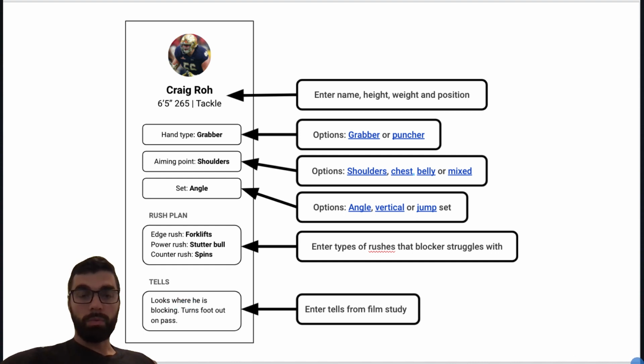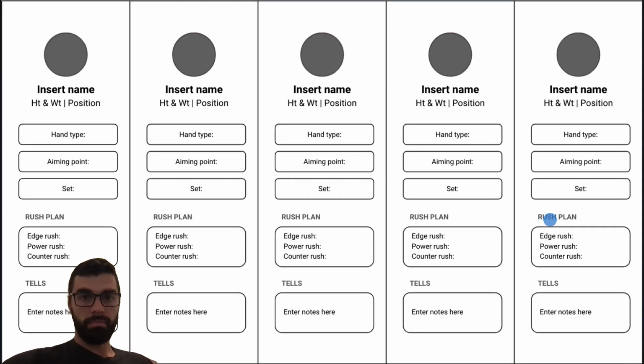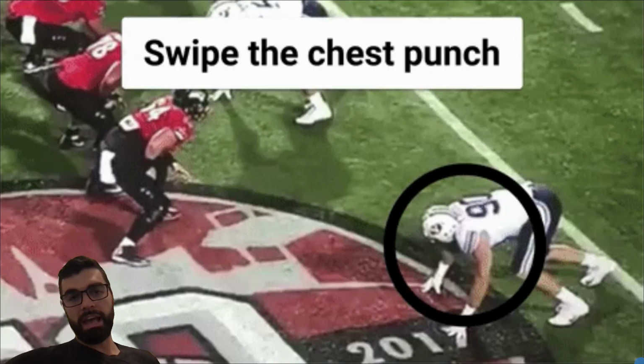But really, your rush plan should counteract what the blocker's type is. And linked to the D-line examples email, I have a template that you can download so that you yourself can use this and flesh out really the hand type, aiming point, set, your rush plan, and the tells of the offensive lineman. It's a really nice guide to be able to just fill this out on a week-to-week basis. So let's give you some examples of what counteracts a blocker's type.